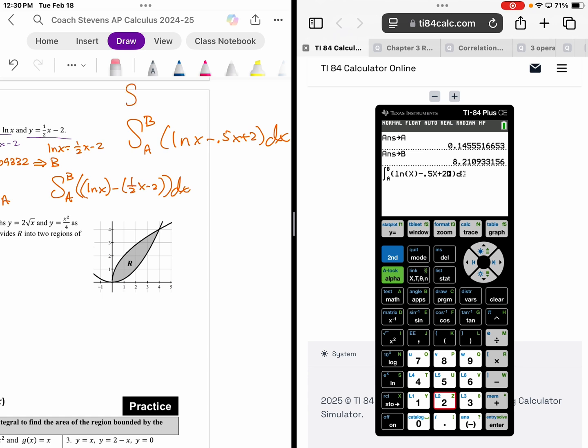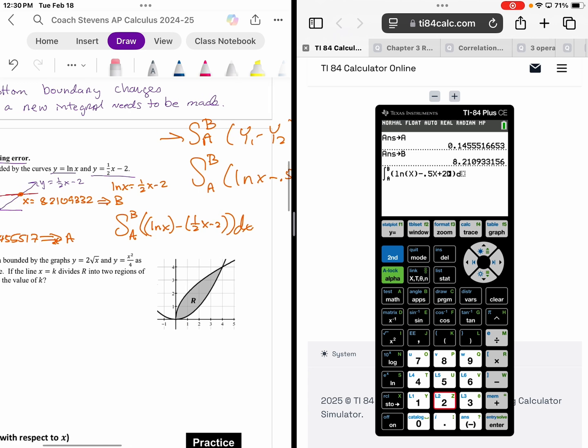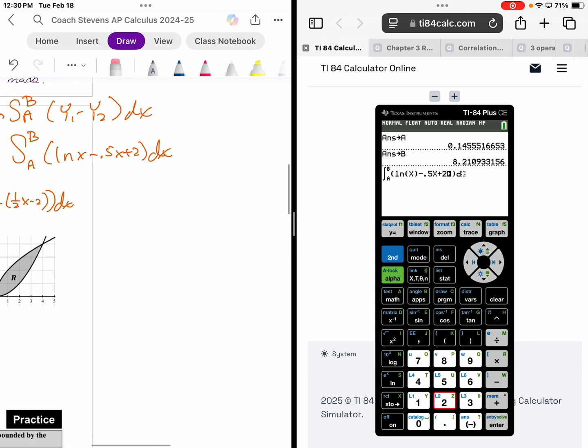We could have done from a to b of y1 minus y2. You just want to make sure that if you're going to use that notation, you say y1 equals ln of x, y2 equals the 1/2 x minus 2. Make sure you define it for the reader. And then that would be a heck of a lot easier way, especially in the calculator, since we did that. And then we go over there, press X, and then hit Enter.